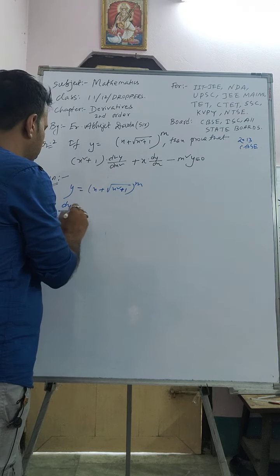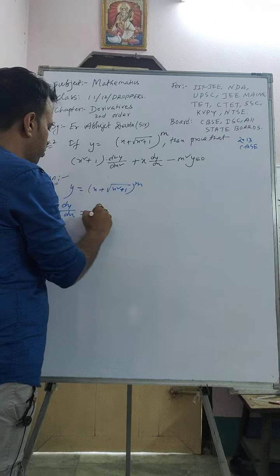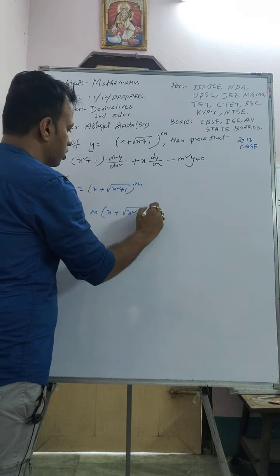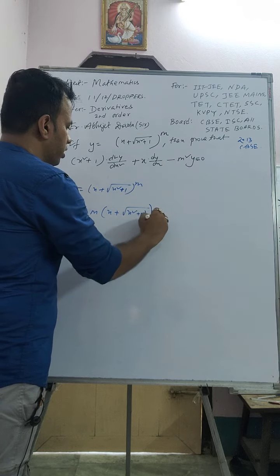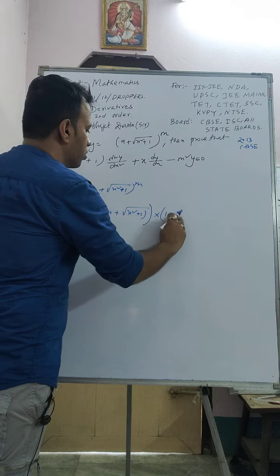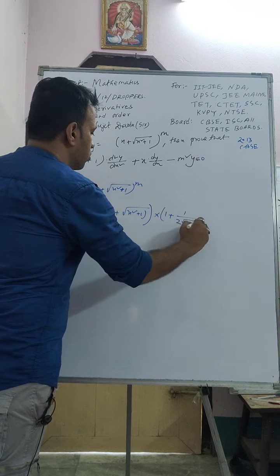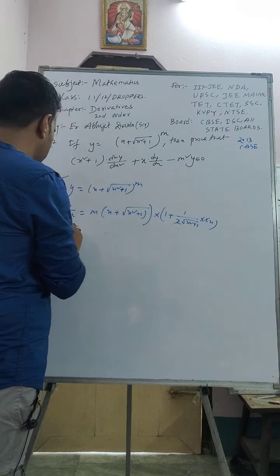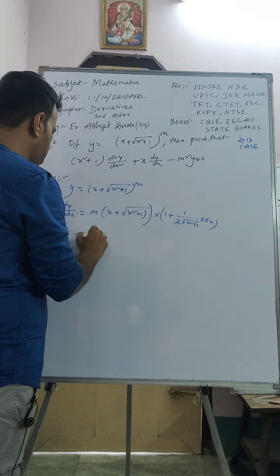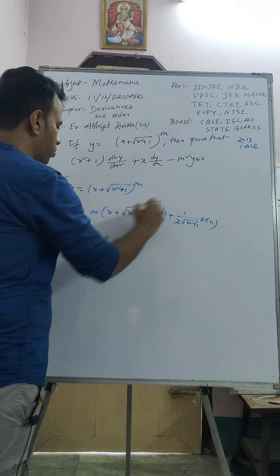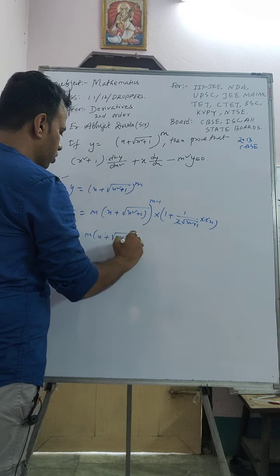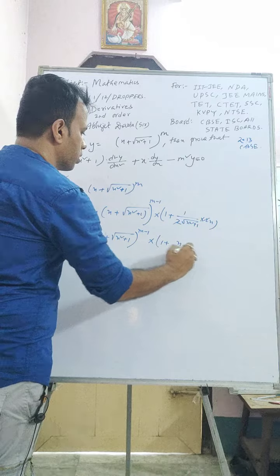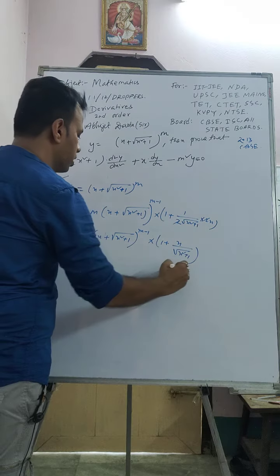If I differentiate, dy by dx will be m into x plus root over x square plus 1, and again this one is x plus 1 by 2 root over x square plus 1 into 2x. Okay, right? 2 will cancel out. So dy dx is m into x plus root over x square plus 1 to the power m minus 1, and here will be 1 plus x by root over x square plus 1, right?